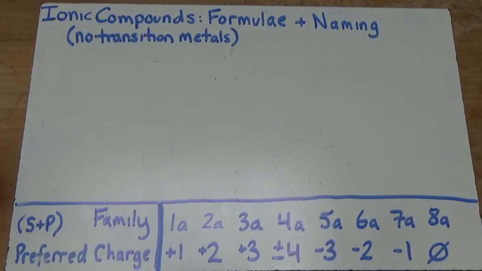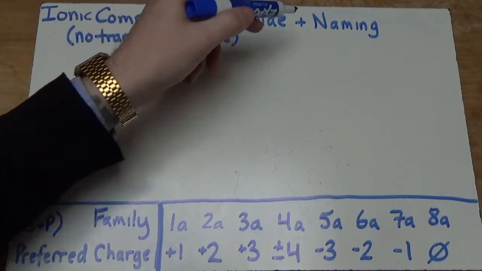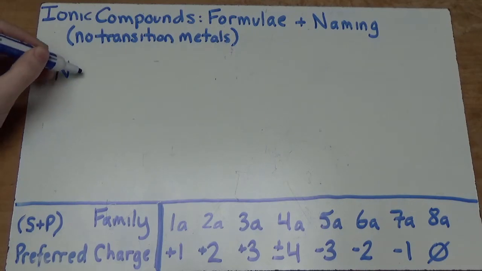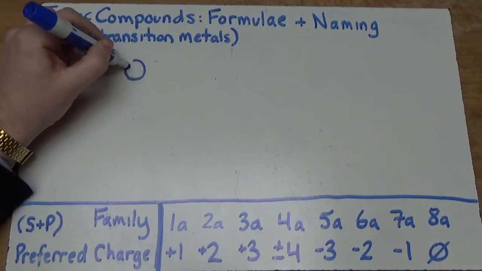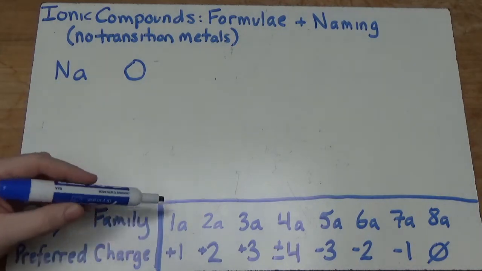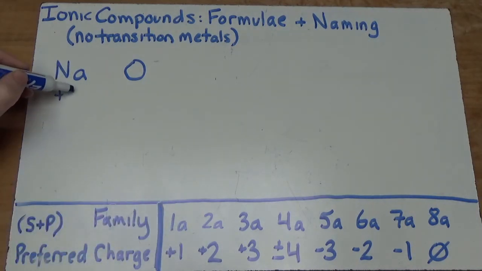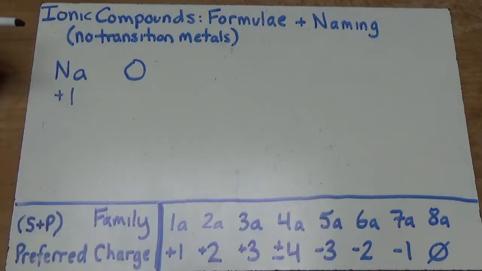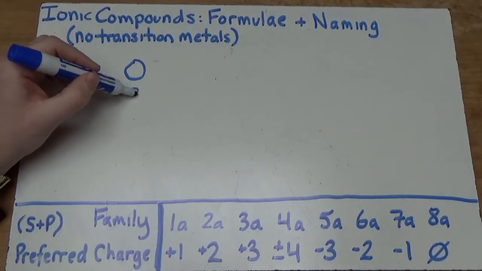First, let's just do a series of examples. The first example would be, what would the ionic formula and the name be of a compound formed between sodium and oxygen? In order to determine this, we're going to have to look at the preferred charges. Sodium is in family 1A, and it's going to have a preferred charge of +1. Oxygen is in family 6A, and is going to have a preferred charge of -2.